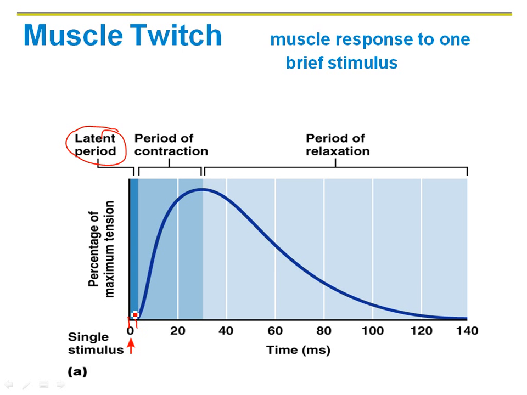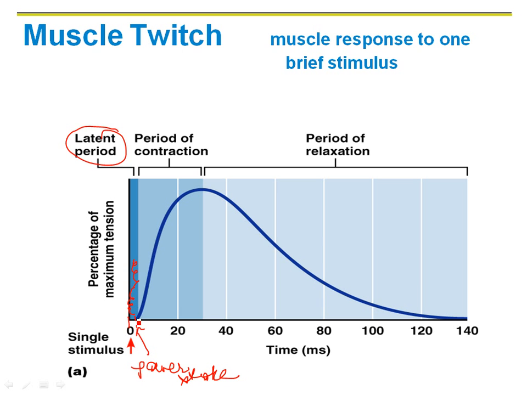What's happening here is you have to go action potential, down sarcolemma, down T-tubule, calcium released, calcium binds troponin, that causes tropomyosin to move, myosin makes a cross bridge. All of that's got to take place in the latent period. Once myosin begins to power stroke, that's right there, now the sarcomere shortens and now the muscle's generating tension.